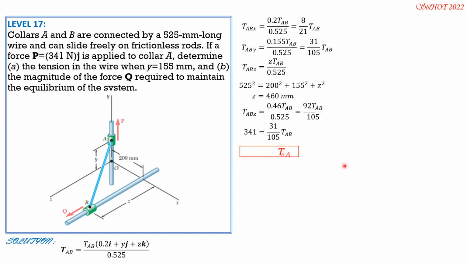So tension in AB is 1155 newtons. Then Q, which is the Z component, is this one. TABZ is Q, 92 over 105 of 1155. So Q is equal to 1012 newtons.